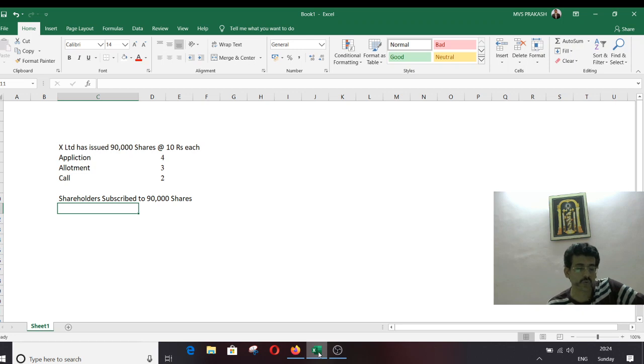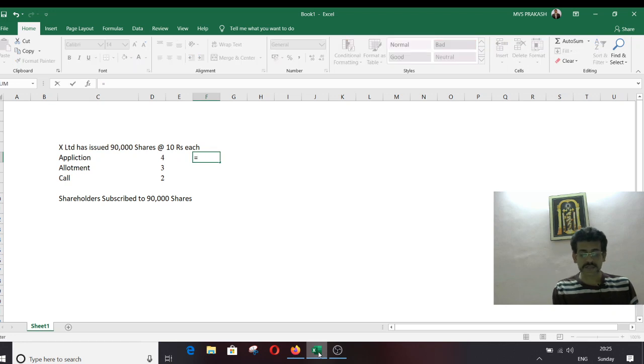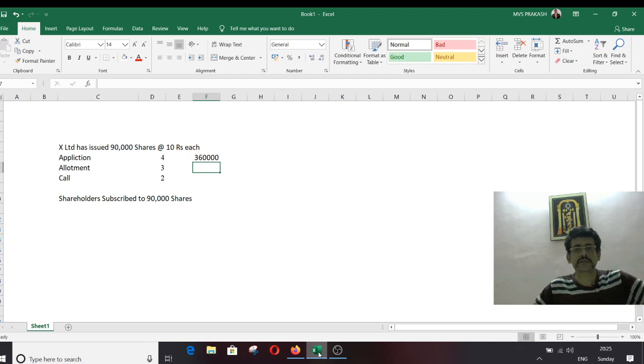First, let us see how the accounting entries have to be recorded. Clear? Shareholders have subscribed to 90,000 shares. That's the given situation. Now, how do we tackle this? First, shareholders will submit their application. Along with the application, they are supposed to pay 4 rupees. At this stage, what is the amount received by the company? 90,000 shares, each share 4 rupees. Total received is 3 lakhs 60,000.